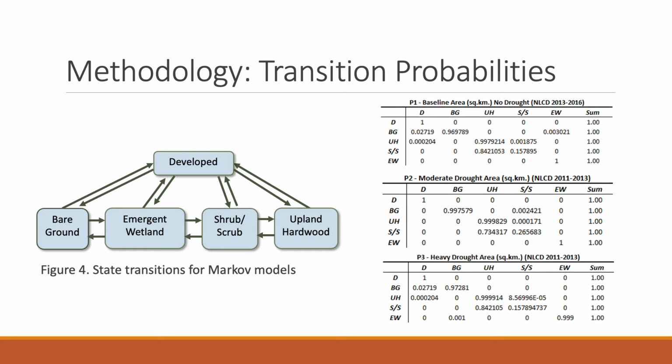So on the left, you'll see the state transitions that follow ecological succession. So bare ground goes to emergent wetland and so forth. And then at any point, any of these states could essentially become developed, whether that's for agriculture or for building homes or whatnot. And on the right, you'll see the transition probabilities for each state in the scenario.